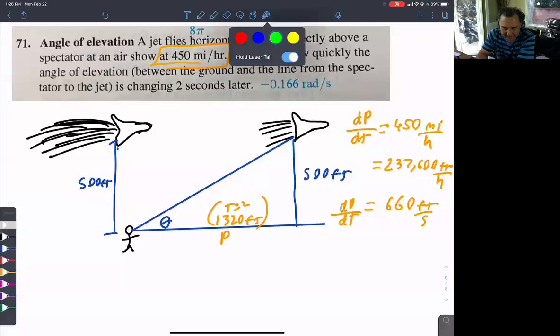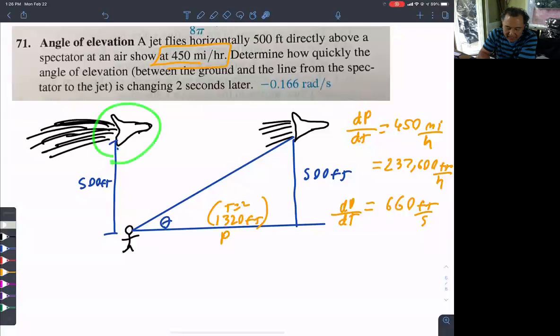Just hang in there. So here's the plane, and then it flies, and 2 seconds later, it's over here. So I've drawn that. Here's where you might mess up. 500 feet, that's 500 feet. But the plane travels 450 miles per hour.